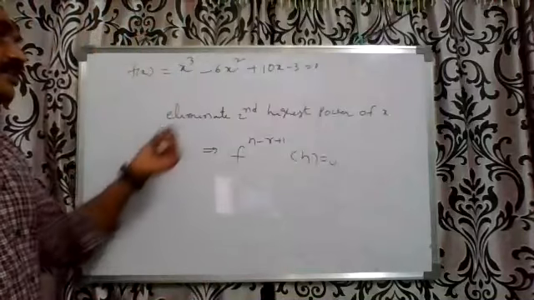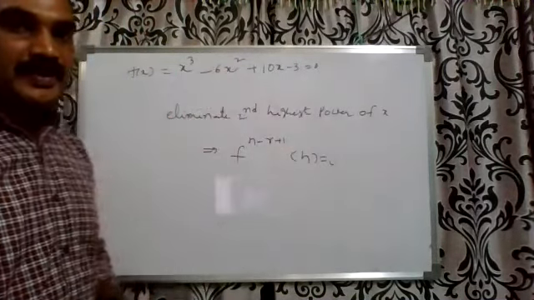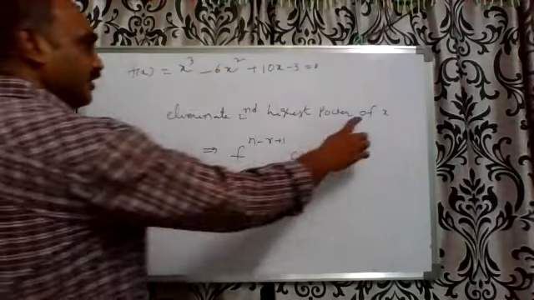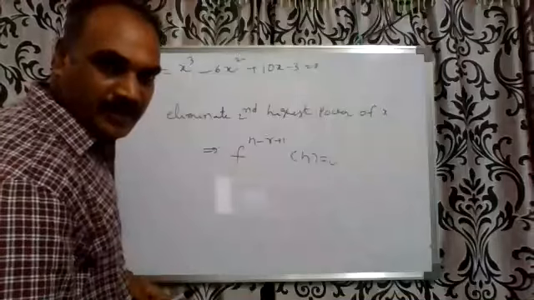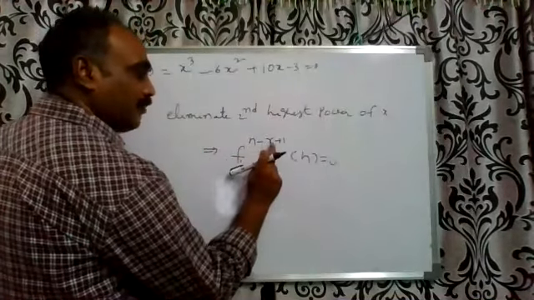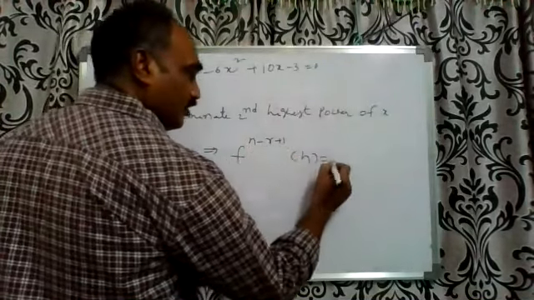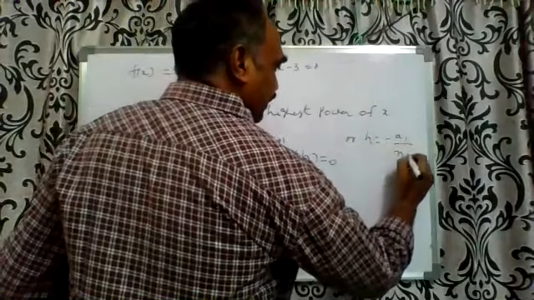Eliminate the second term, the x square term, then find the transformed equation. To eliminate the rth term, use the formula f power n minus r plus 1 of h is equal to 0, or h is equal to minus a1 by n into a naught.